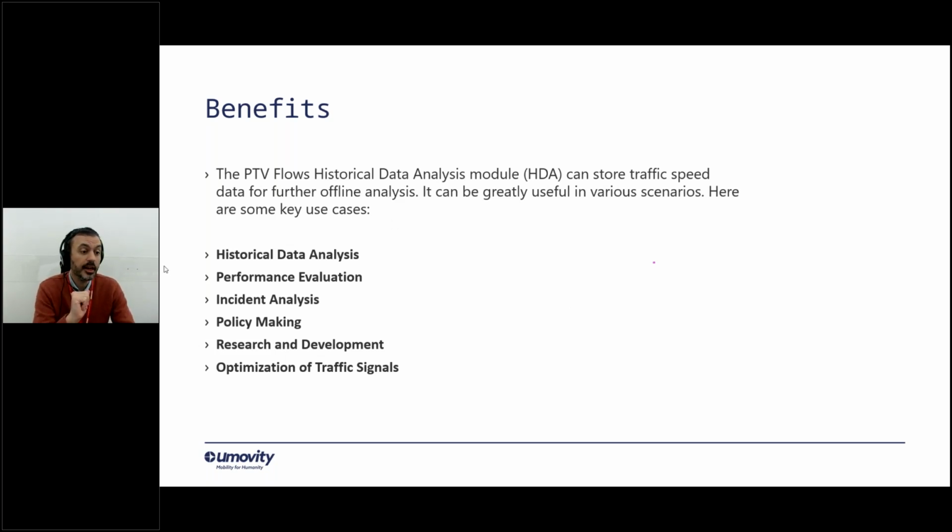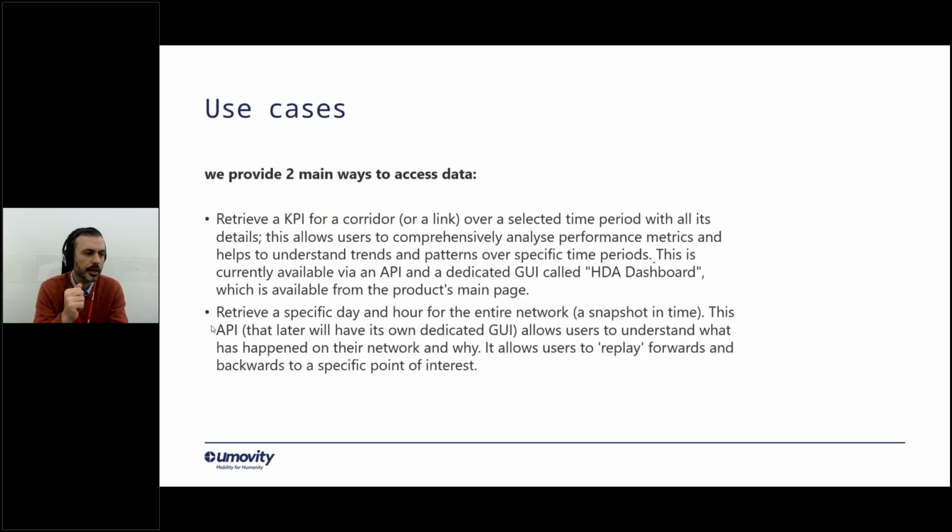Then incident analysis. In the bad case of traffic incidents, stored data can provide insights into the conditions leading up to the incident, which can help in improving response strategies and preventing future occurrences. Also, policymakers can use historical traffic data to make informed decisions about infrastructure development, traffic regulation, and urban planning. Last but not least, it's useful for research, in case we want to develop a new algorithm that can optimize the traffic lights and so on.